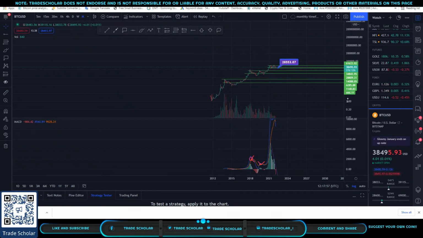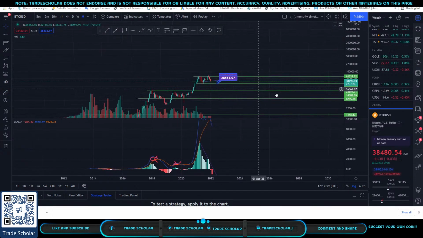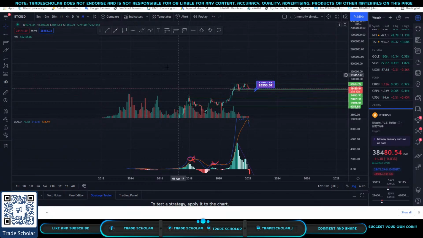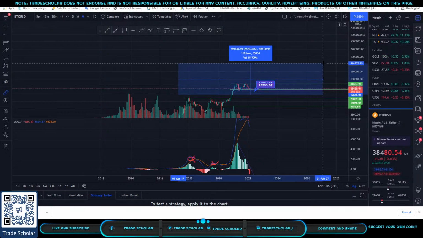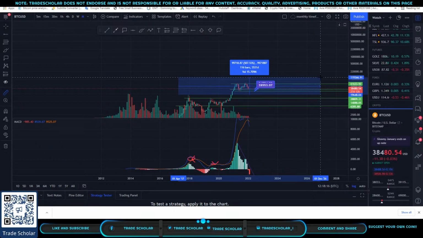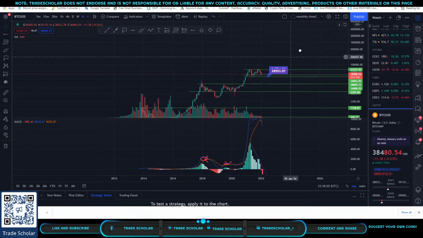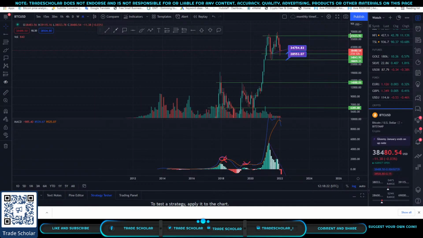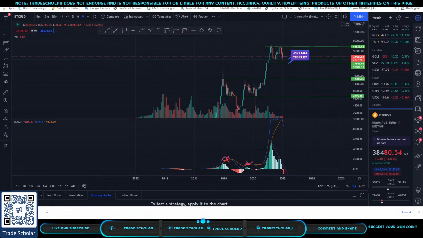Let me check here. So if it moves another 1,000% in the next bull run, we can expect 221,000. If it moves 500%, we can expect 119,000. So we are still at 200%, and we can expect more to the upside. With that, let's check our weekly time frame.